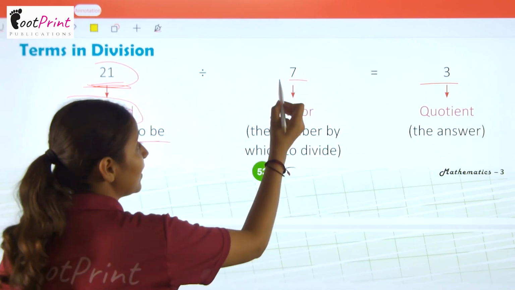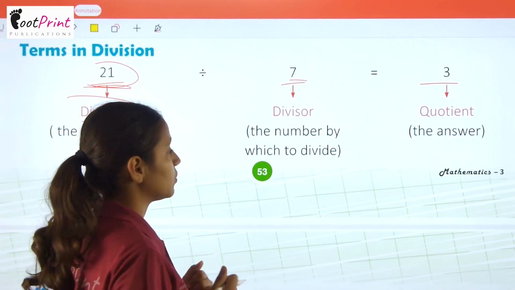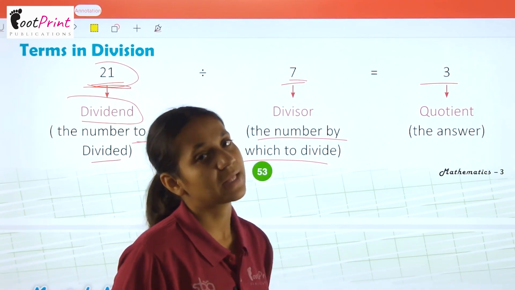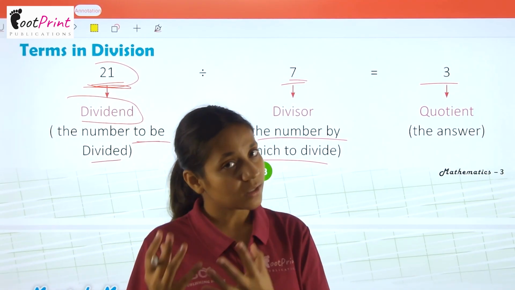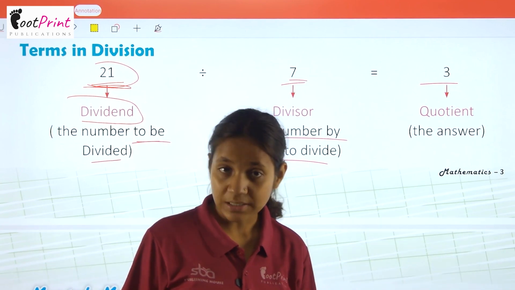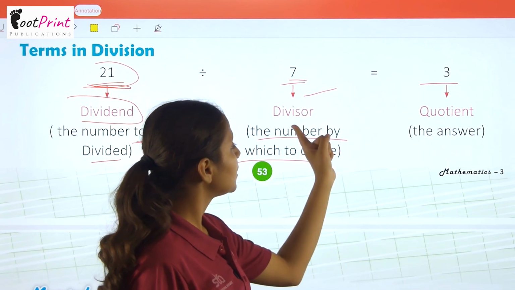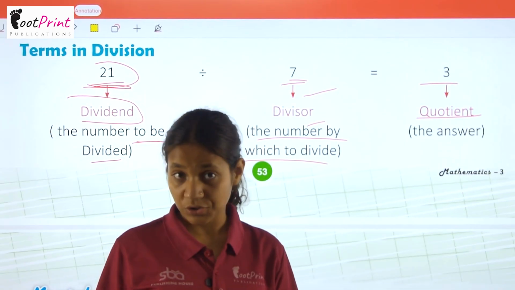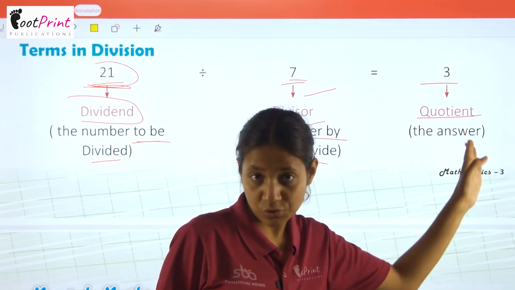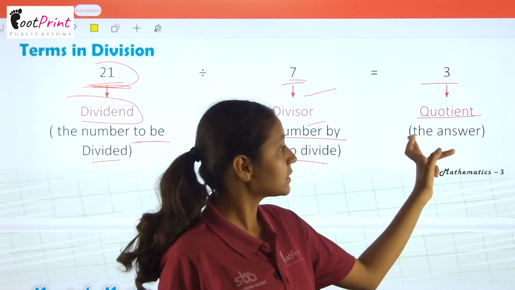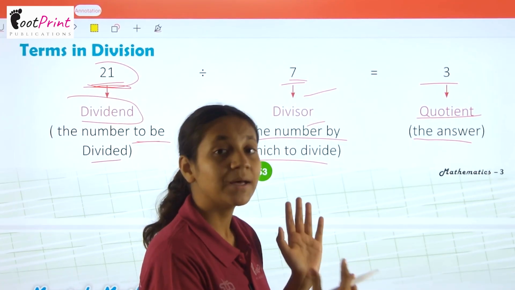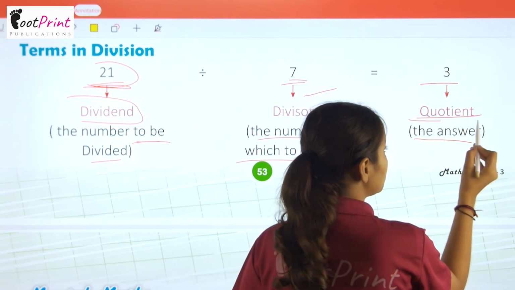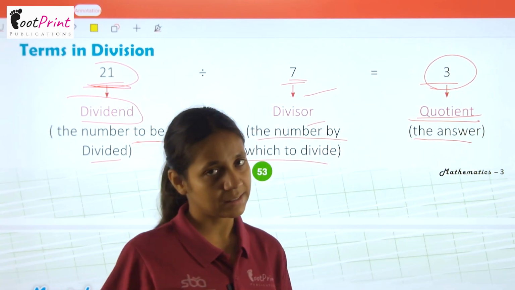Now we have 7. 7 is our divisor, the number by which to divide. It tells us the groups. Into how many groups do we have to distribute the total number? So groups is divisor. Then we have quotient. Here this quotient is not question. This is our answer. Whatever answer comes out in division, we call it quotient. Quotient, that is 3 here.